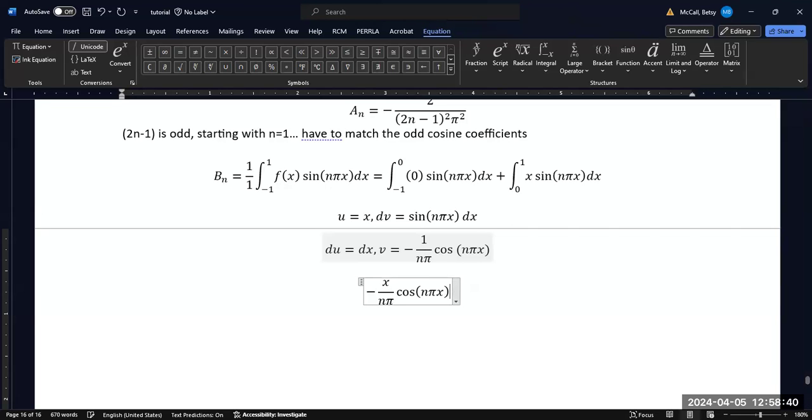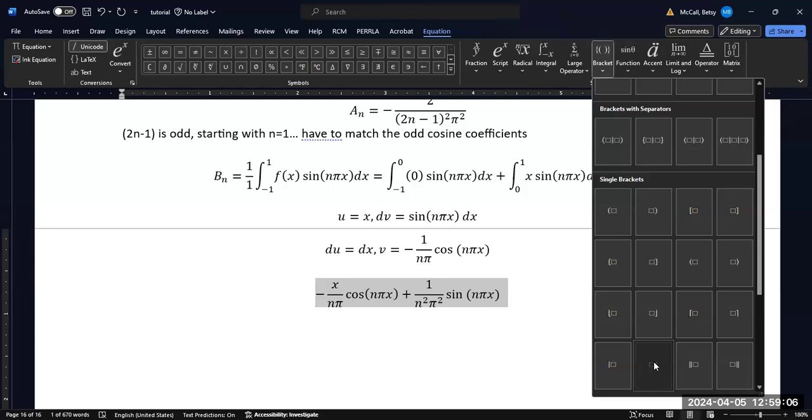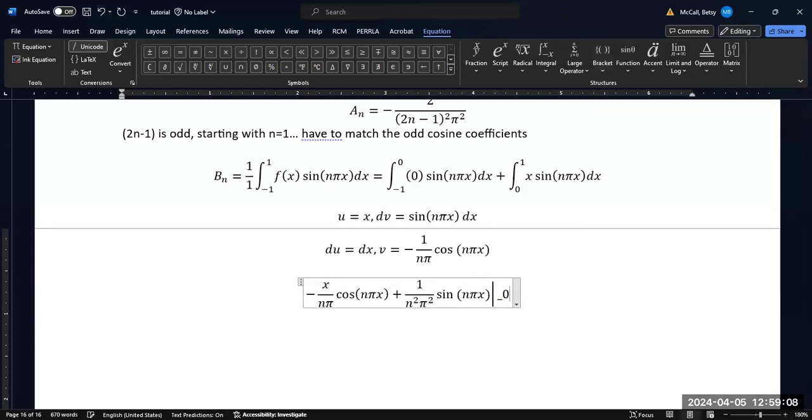Minus a minus is going to give me a plus. And then when I integrate this, I'm going to get a sine and another n and pi. So 1 over n squared pi squared sine n pi x. And then all of this is evaluated between 0 and 1.